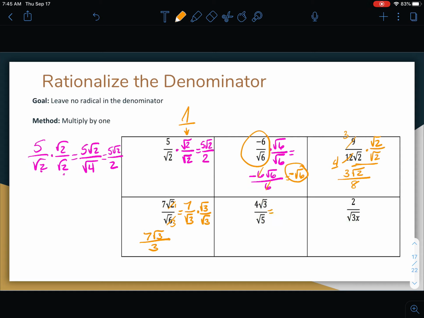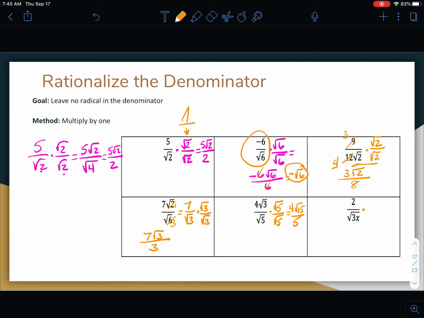This next one we're not so lucky because 3 and 5 don't have any similar factors other than 1. So, oops, I don't want an equal there. I want to actually multiply by radical 5 over radical 5. So this is 4 radical 15 over 5, and we're done.